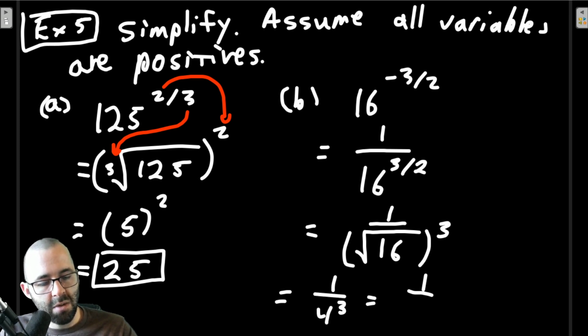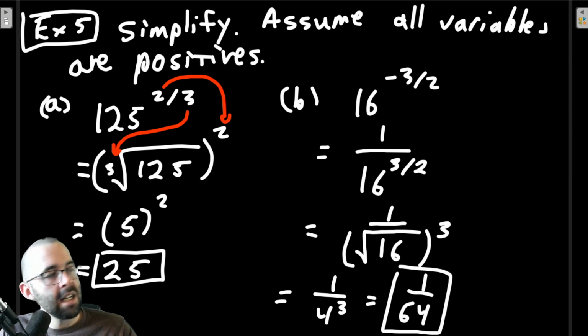4 cubed is going to be 64. We get 1/64th as our final answer here.